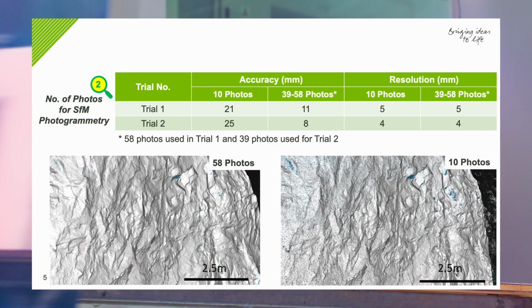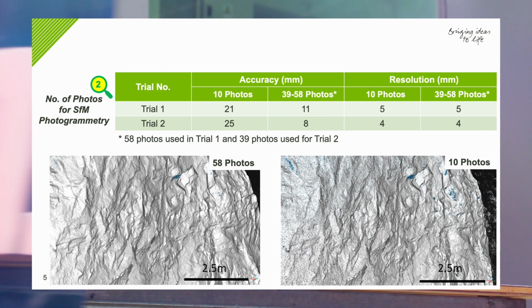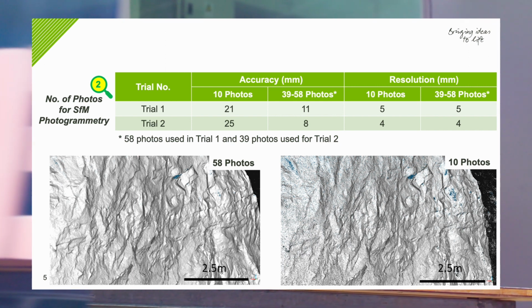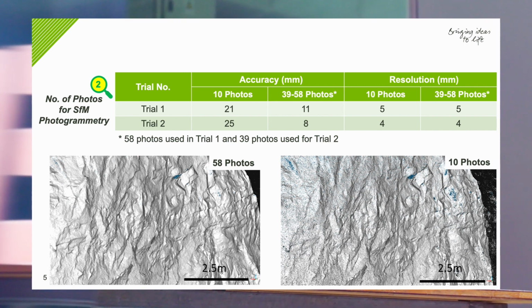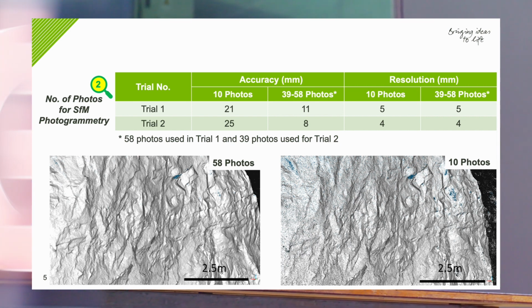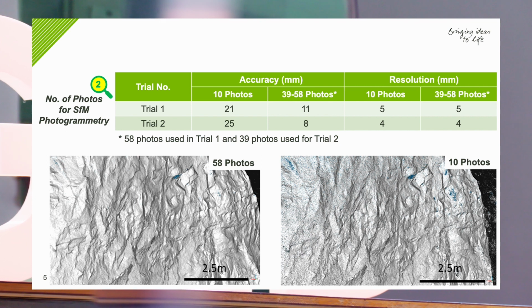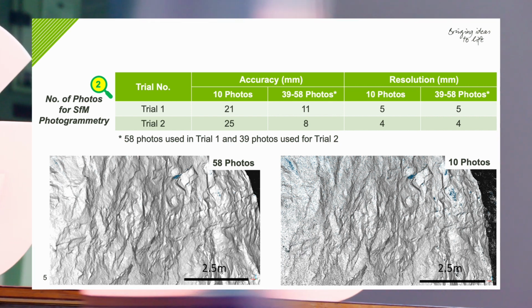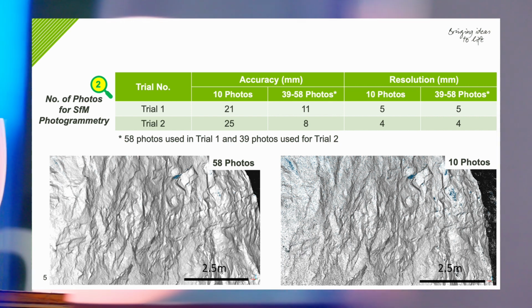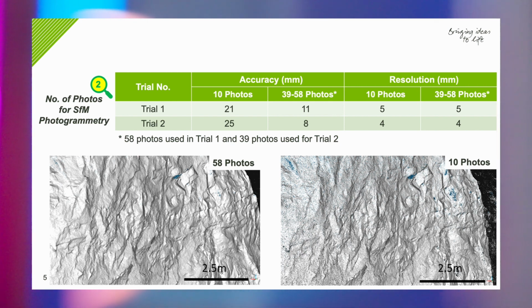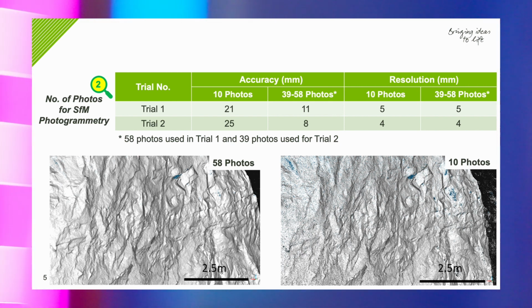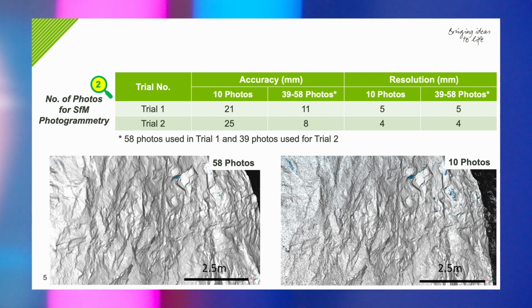For photogrammetry, we did a comparison between the point clouds generated by 10 photos and up to 58 photos. As shown in the table, the accuracy of point clouds built from 10 photos is indeed lower. However, when the number of photos was reduced to 10, the occlusion problem, meaning the areas of missing point cloud data, does not worsen significantly. And the texture of the rock surfaces is also almost unaffected.